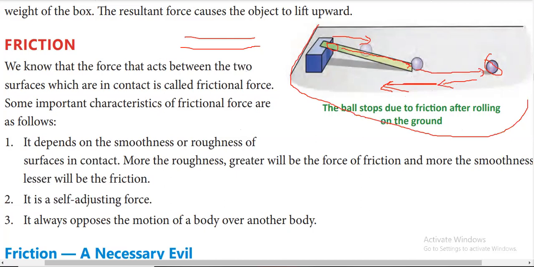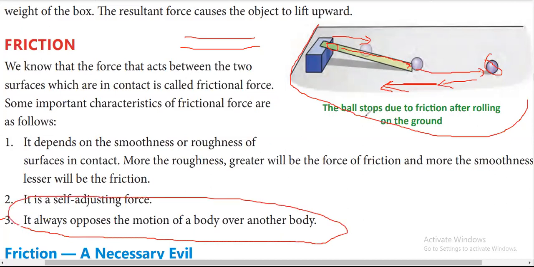Okay, then the third point: it always opposes the motion of one body over another body. It means, suppose one body is a table and the second body is a ball which is rolling on it. So this opposes the motion of the body. It means the surface of the table opposes the ball's motion. So it stops. Okay, come to the next point.